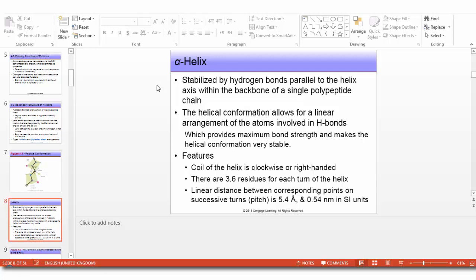Now, features. What are the features of the alpha helix? The coil of the helix is clockwise, or right-handed, and there are 3.6 residues for each turn of the alpha helix. The pitch of the helix, which means the linear distance between corresponding points on successive turns, is 5.4 angstrom, or simply 0.54 nanometer in the SI unit.